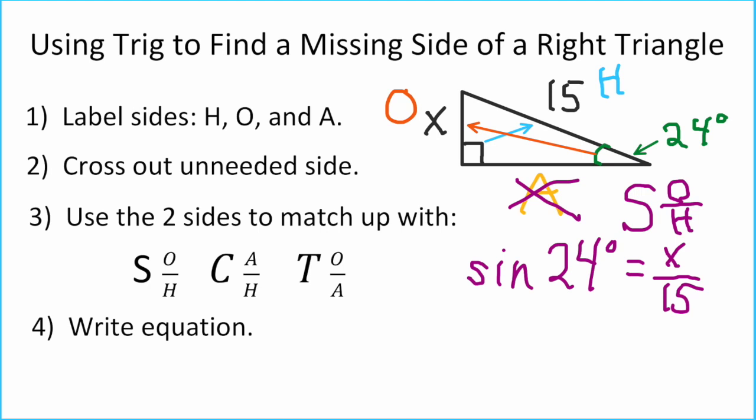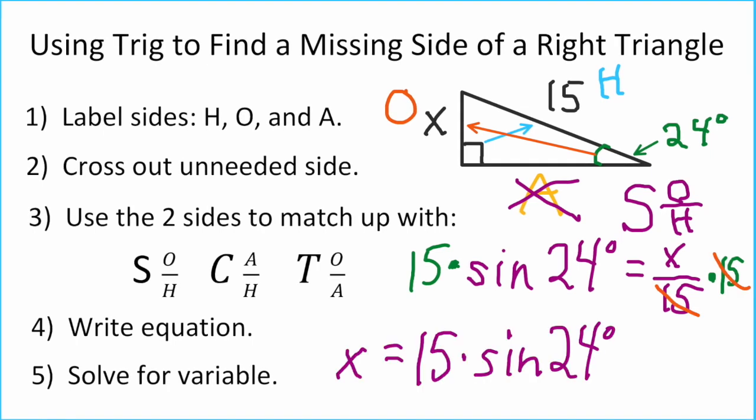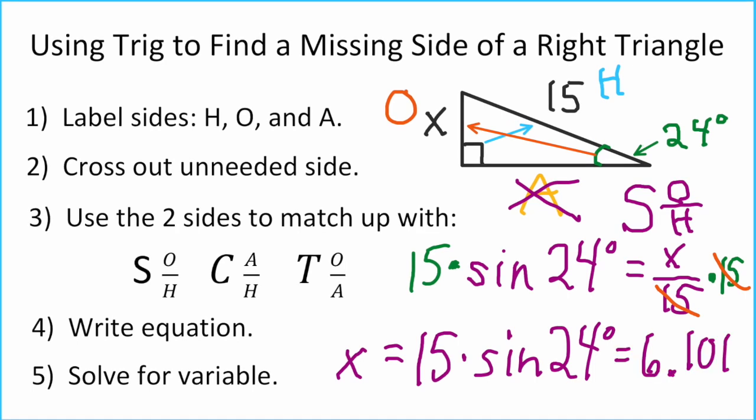Then our last step is to solve for the variable. In this case, we want to get rid of the divide by 15, so we're going to multiply both sides by 15. The 15s will cancel out, and that leaves us with our answer. It's 15 times the sine of 24. And then on the calculator, you're going to get 6.101. Actually, let's take a look at how to use the calculator to get that.